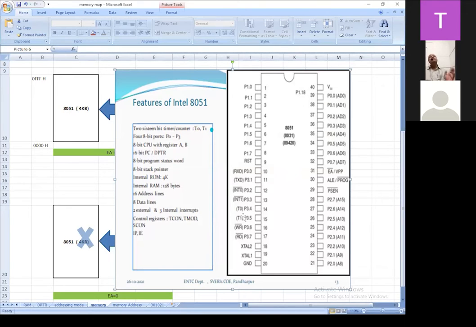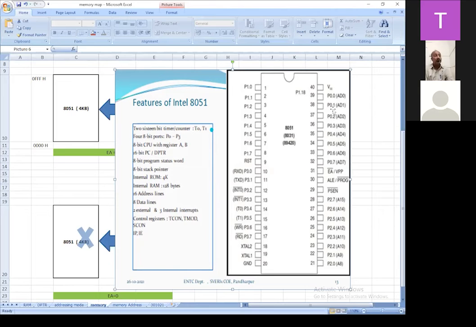So in that also, if you go into detail, port 0 has an additional duty, or additional function, of address or data lines. At the same time, if you see port 1, no other function is there for port 1. Port 1 is purely used for input or output.